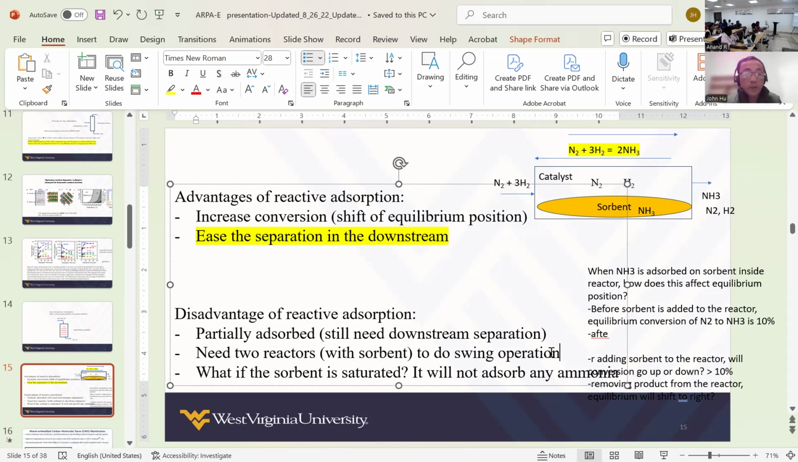So this is what I say. You need 2 reactors containing solvent to do a swing operation. Make sense? So that means very expensive. They double your capital cost. So there's always a trade-off. You solve one problem, you introduce another problem. Nothing is free. There's a lot of advantage here, but there's a downside. Make sense? Any question before we move on to the next?